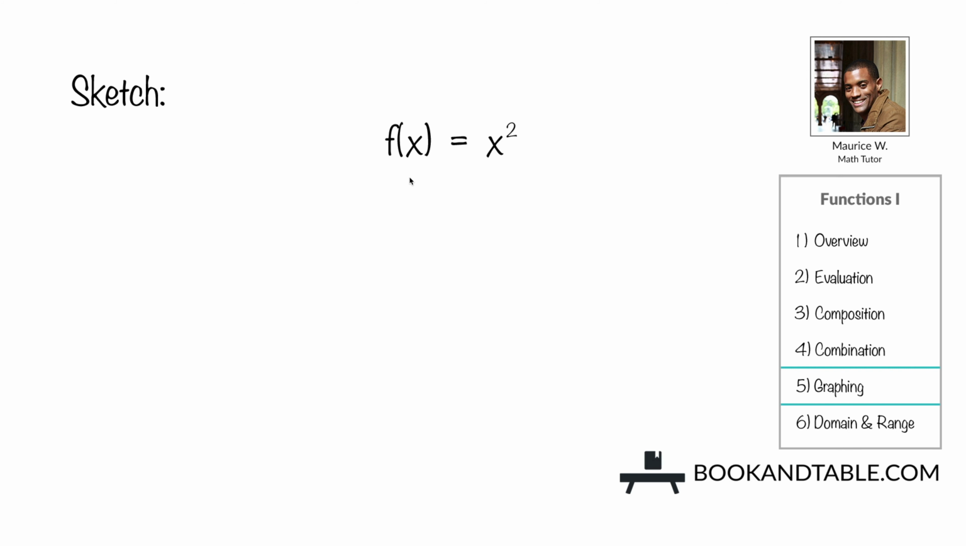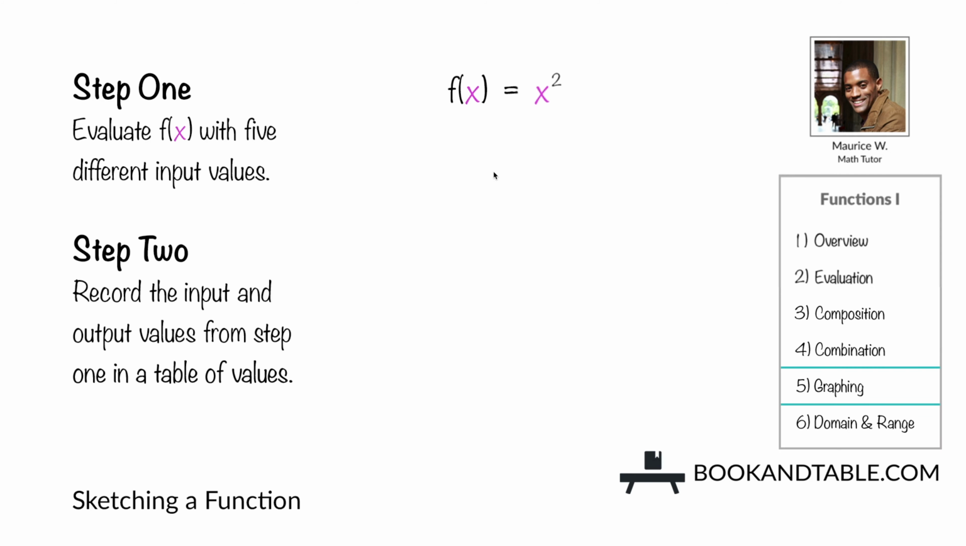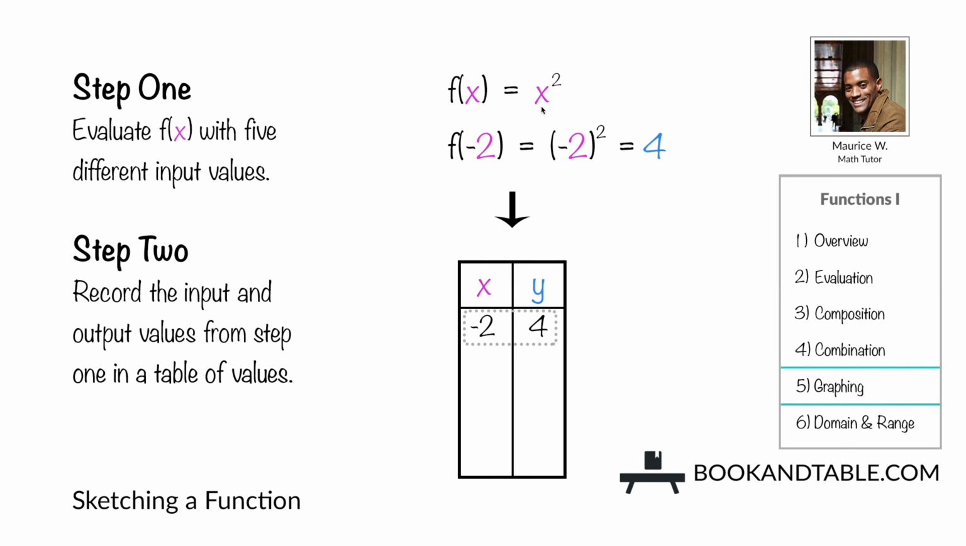You'll be asked to sketch a function such as f of x is equal to x squared. So what do we want to do here? We want to plug in a few values for x so that we can get a few of the resulting y values, and then use these points to sketch our graph. So step 1, evaluate f of x with 5 different input values. I'm going to use -2, -1, 0, +1, and +2 for our x's. This way we can sketch the points closest to the origin.